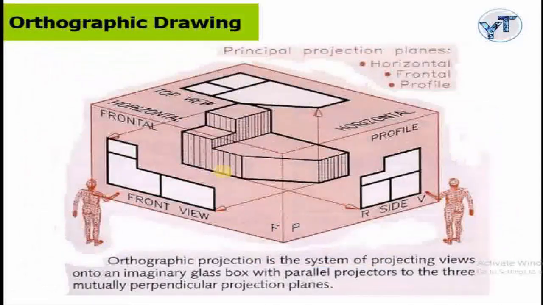Orthographic projection is a system of projecting views onto an imaginary glass box with parallel projectors to the 3 mutually perpendicular projection planes. The principal projection planes include the horizontal plane, the vertical plane or the frontal plane, and the profile plane. So basically, to describe an object we need 3 views: front view, top view and the side view.